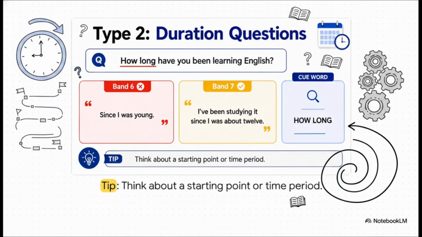So when your brain registers the keywords how long, your golden rule should be to immediately provide a concrete starting point. Don't just say for a long time. Say for roughly 3 years or since I graduated. Grounding your answer in a specific time period instantly boosts your coherence and shows off your grammatical range.